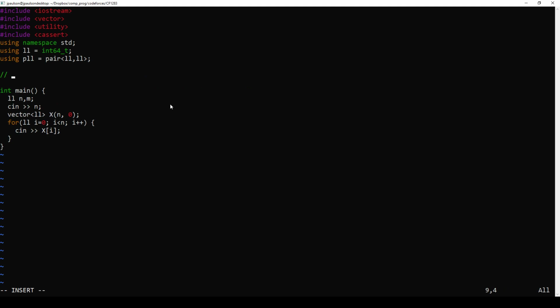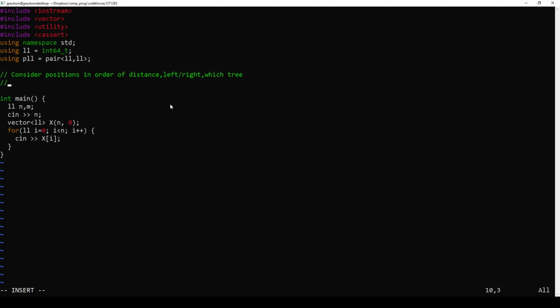Okay, well, here's one idea that I think is not going to work out, but it makes some sense to me. Consider positions in order of distance, left, right, which tree. So we have x0 minus 1, x0 plus 1, x1 minus 1, x1 plus 1. These are obviously optimal because we're going in order of distance, and which tree we're centered around and left, right is fine.